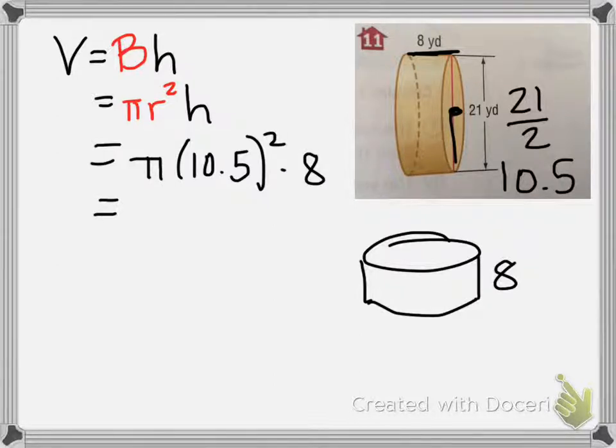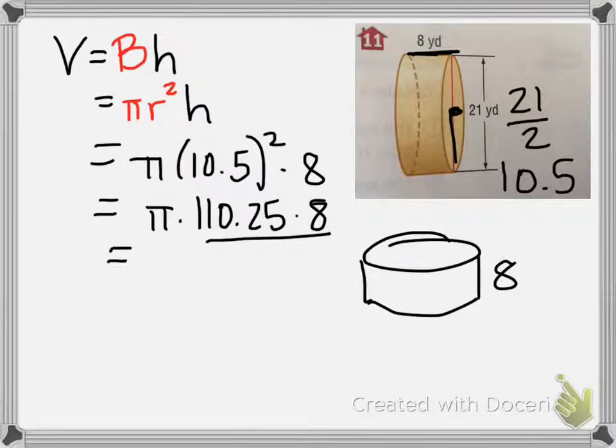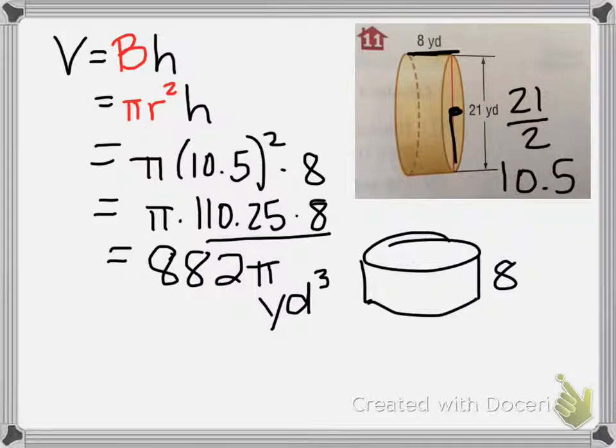Now using the calculator, 10.5 squared would actually be 110.25. So we have pi times 110.25 times 8. Now I'll multiply the constants we have, the 110.25 times 8. And that gives us a product of 882 times pi. If we wanted to finish, we could just leave the answer in terms of pi. That would be 882 pi cubic yards.